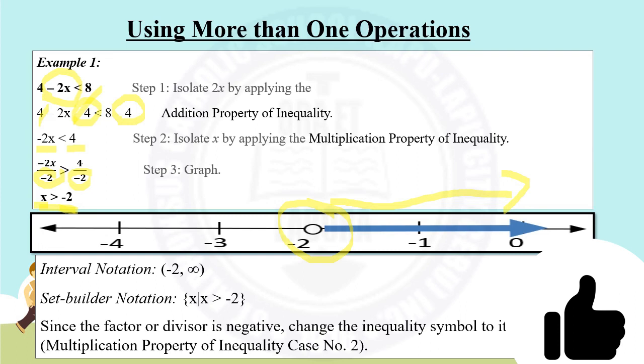Since the divisor is negative, change the inequality symbol to its opposite. That will be the multiplication property of inequality, case number 2. That's why the symbol here from less than turns to greater than. Please take note of that.